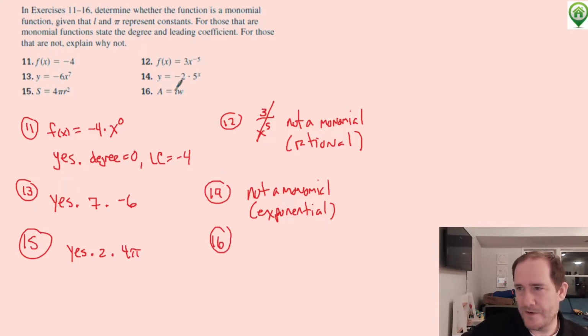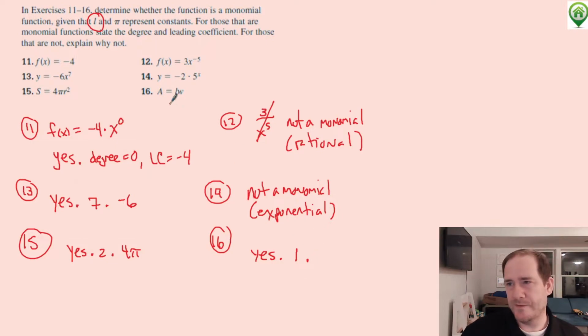16, that's the area of a rectangle. So this one's a little weird. L and W would technically both be variables, right? But it says right here that we're supposed to treat L as our constant. So that would mean yes, this is in fact a monomial. And the power would be 1 because we're looking for the degree of W. But we want the power of the variable. So the exponent on W is 1 and the leading coefficient is L.